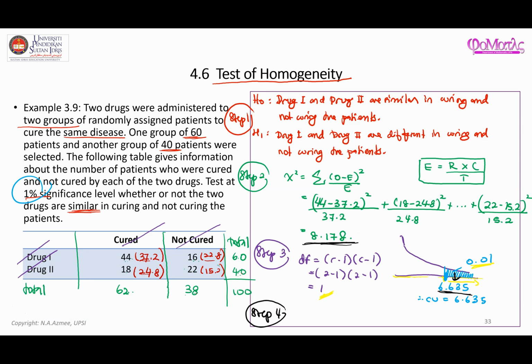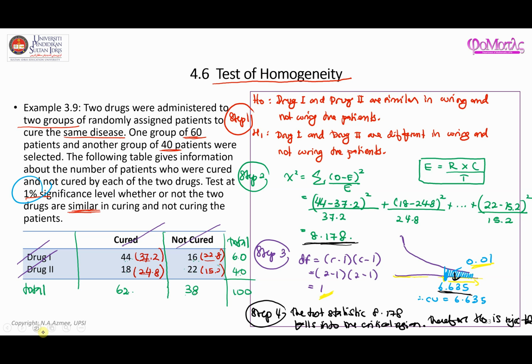So we can say that the test statistic 8.178 falls into the critical region. Therefore, H null is rejected.